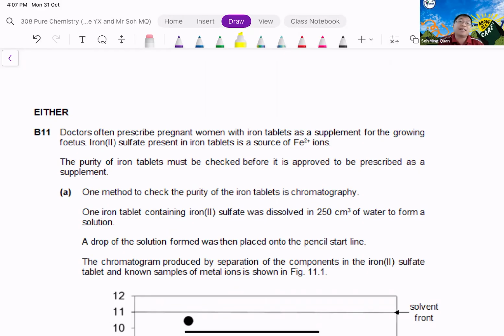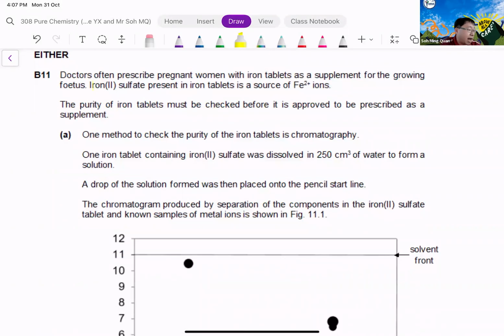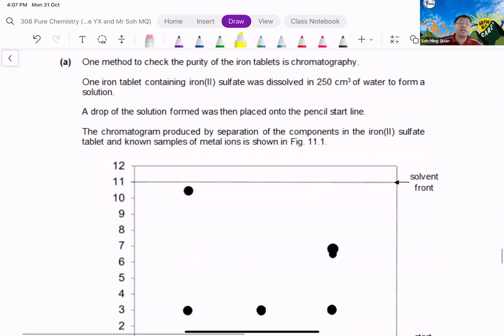Okay? And that's the reason why it's important to think through first before you start doing, because you really want to stick to your decision and not change halfway. So either, again, chemical names: iron 2 sulfate, iron ions, iron tablets. So the whole idea is Fe2+ is the key. Many of you later on in the mole concept didn't realize that Fe2+ is in Fe2 sulfate, iron 2 sulfate. So one method to check the purity is to use chromatography.